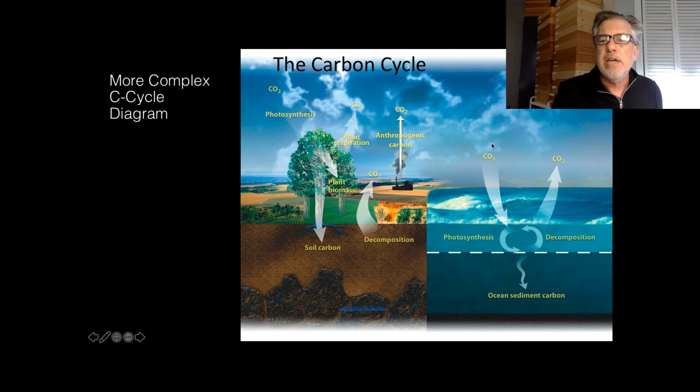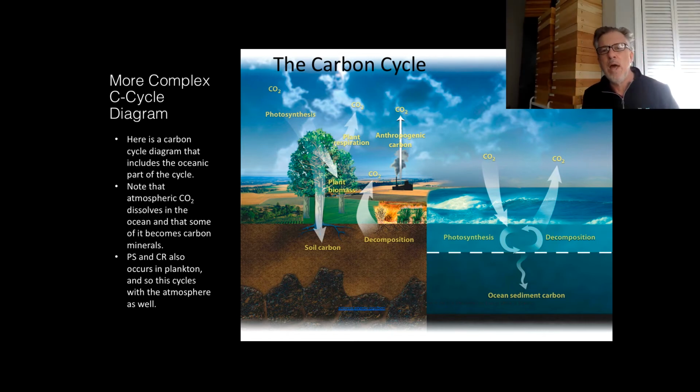And finally, it shows the dissolution of carbon dioxide into the ocean. It shows that there's photosynthesis in the ocean and decomposition, that some carbon dioxide goes back into the atmosphere from the ocean, and that some of the carbon becomes sediment in the ocean, and these can become minerals and fossil fuels. So this is just a different way of looking at the carbon cycle.